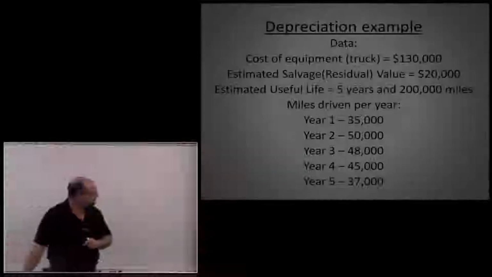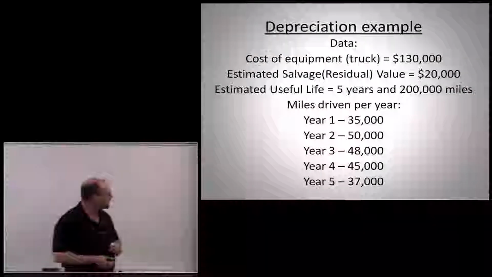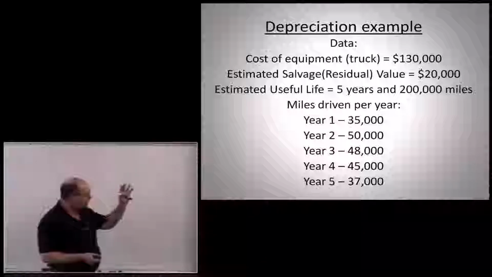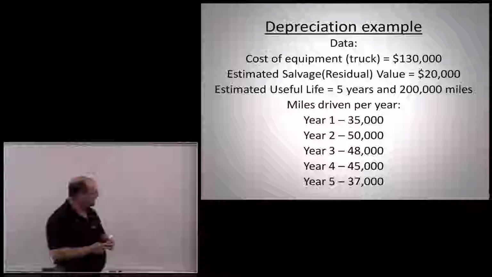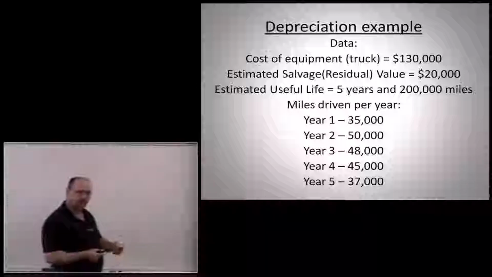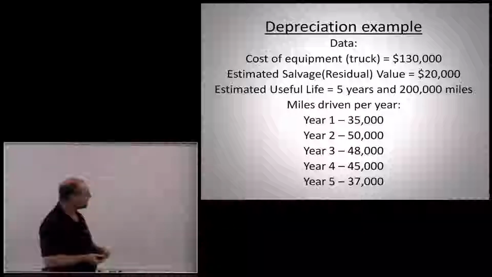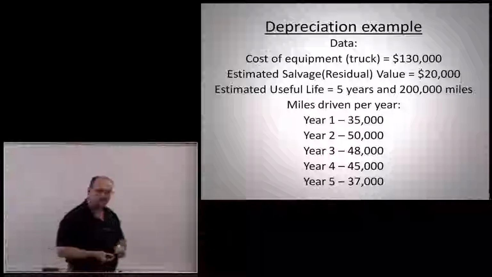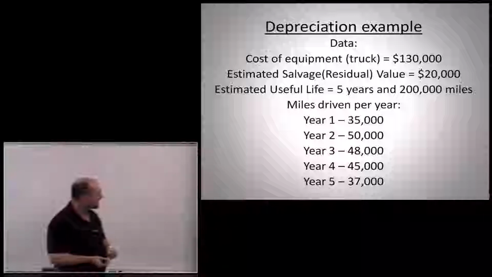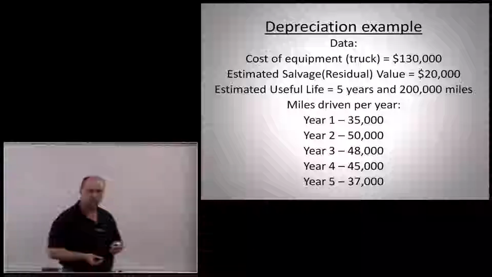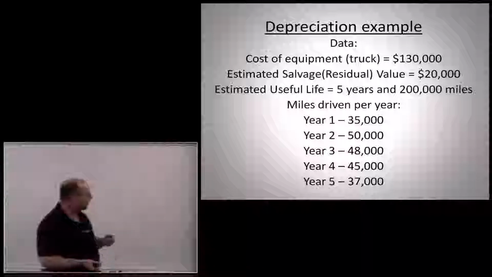Okay, now we're going to look at some depreciation examples. And for all of these examples that we're going to see today, we're going to base them on this information. Here's our data. The cost of a truck, $130,000. This is a big 18-wheeler, okay, with a big, strong engine in there, hauling heavy goods. We estimate that we're going to have this thing, the estimated useful life, for about 5 years, and we're going to drive it about 200,000 miles. And at the end of the 5 years and 200,000 miles, we think we're going to be able to sell it for about $20,000. So we call that the salvage or residual value.